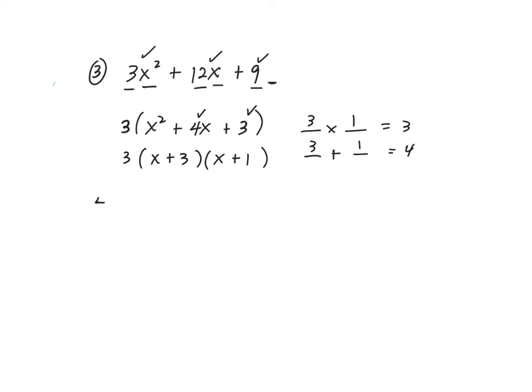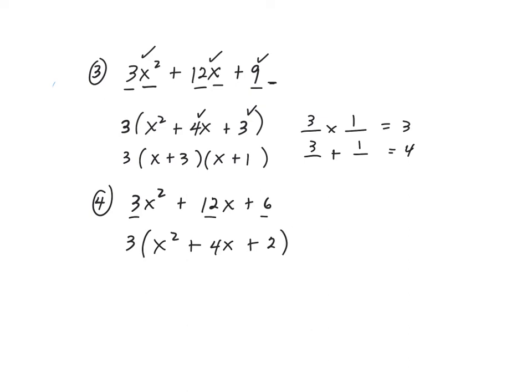So let's take one last example. Let's have 3x squared plus 12x, but instead of 9, what if it is 6? So same thing, 3 is common, so we take it out. We have x squared plus 4x plus 2. Now, let's look for two numbers that will equal 2 when multiplied and equal 4 when added. And there's no such two numbers. So this is the answer.